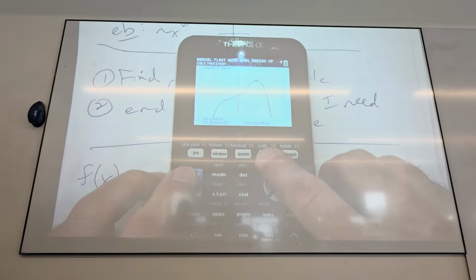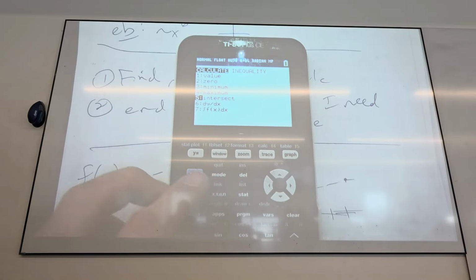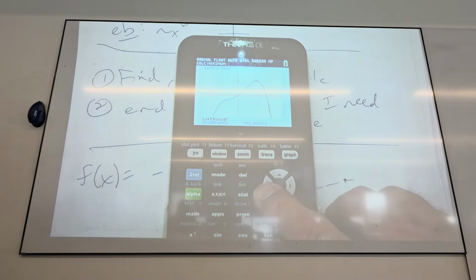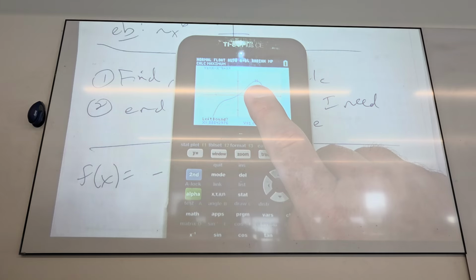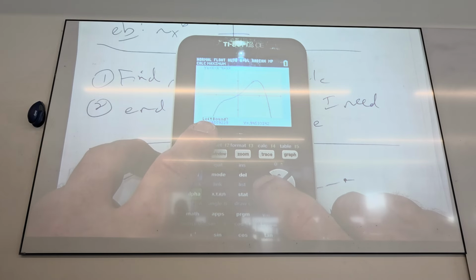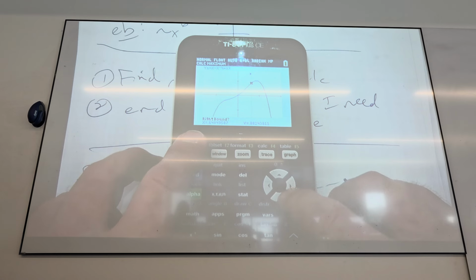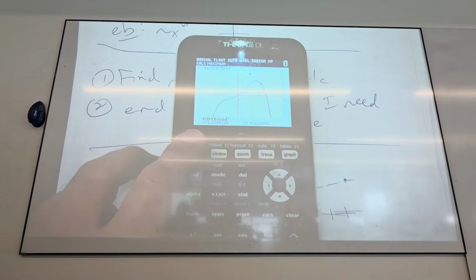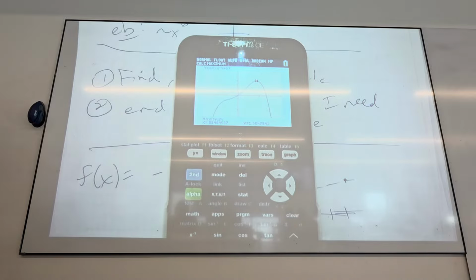Hit second calc, maximum. You can actually just hit the number 4. You don't have to scroll down to it. See how I'm on the answer, basically? Get your cursor to the answer and then hit the left arrow a few times so you know you're to the left of it. Put your cursor on the answer, hit the right arrow a few times so you know you're to the right of it. And then put your cursor back on the answer. Okay.